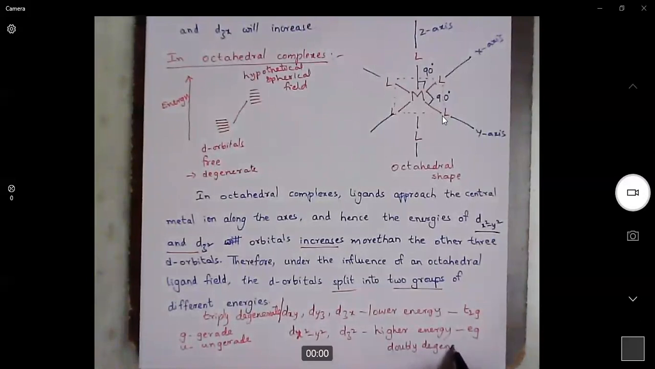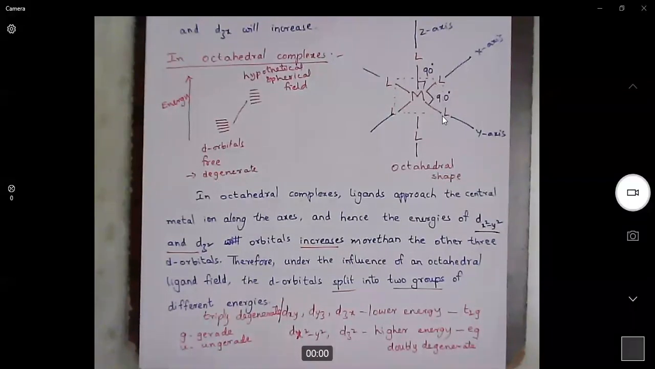Sorry, E means it is a spectroscopic term used to represent two. Here we have two orbitals, dx square y square orbital and dz square orbital. That is why it is given Eg. Because these orbitals are symmetric, we give the G suffix. So T2G, T with suffix G; E symbol with suffix G. E means doubly degenerate, T means triply degenerate.